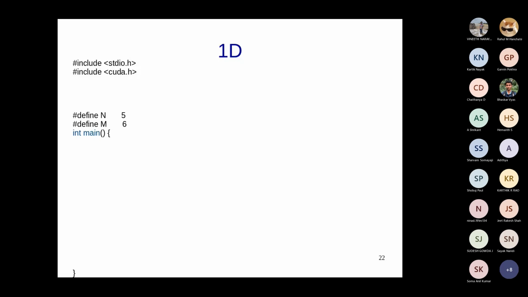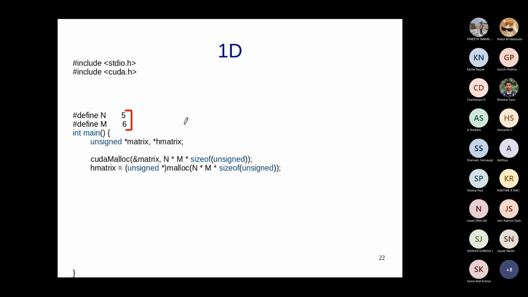Okay, so I have n into m, and that is going to decide the launch configuration, right? In main, I am going to create a matrix. As you can see, there are two variables of type unsigned star. One is on the GPU, and the other is on the CPU. H is for the host. I'm going to allocate the GPU matrix with n into m number of elements, and the H matrix using CPU malloc. This is our usual malloc.